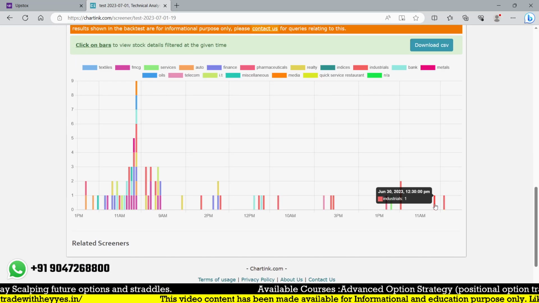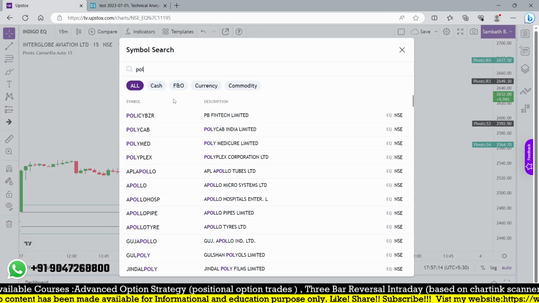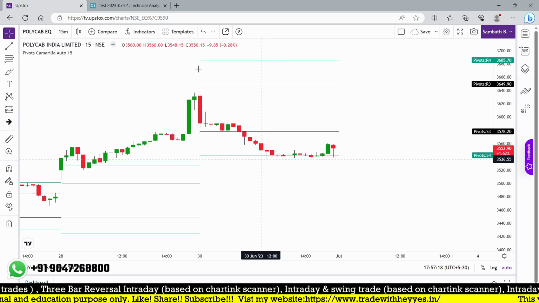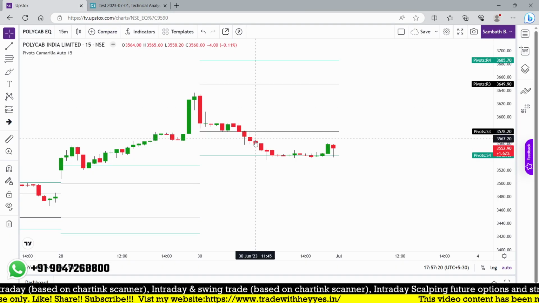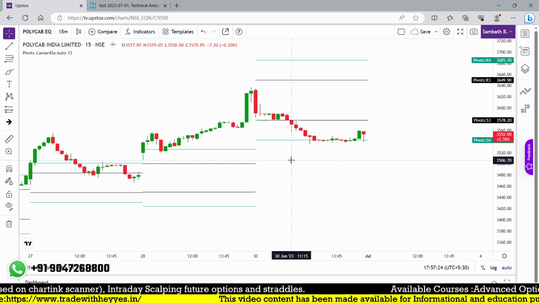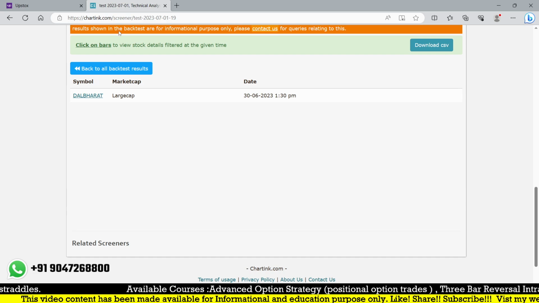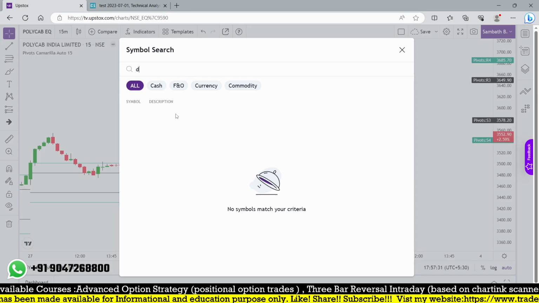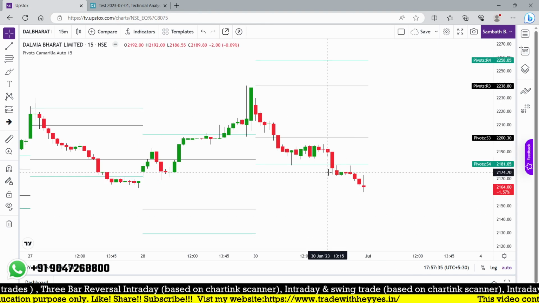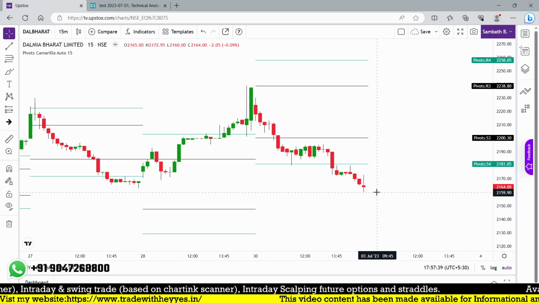You can see only one stock, on the 30th of June, is Polycab. So maybe it's a failure trade, but the stop loss is not triggered. Polycab at this point, 12:30. You can see at 12:30 it was happening, but finally it closed near the support level only. After that we find one more stock, Dalmia Bharat. It may not be a liquid one, but we can check what is happening. Here around 1:30 it broke down, and after that breakdown it gave us some benefit.